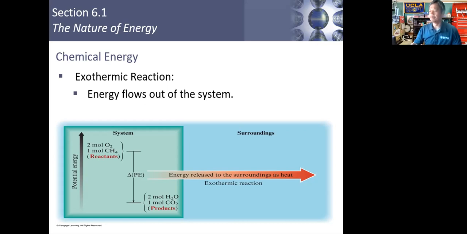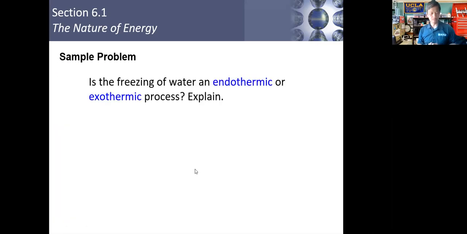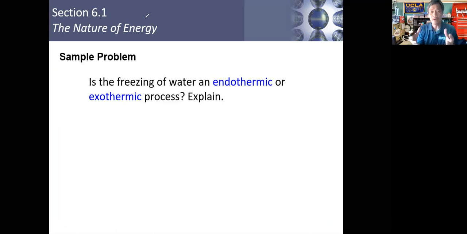All right, so let's see if we can apply them and practice this a little bit. Let's take a look at a process here, and let's use this to also practice defining and identifying systems. As we move forward, folks, you have to make sure you can define a system, that means you can identify what a system is, and then identify whether heat is flowing into or out of the system. So let's take a look at this problem.